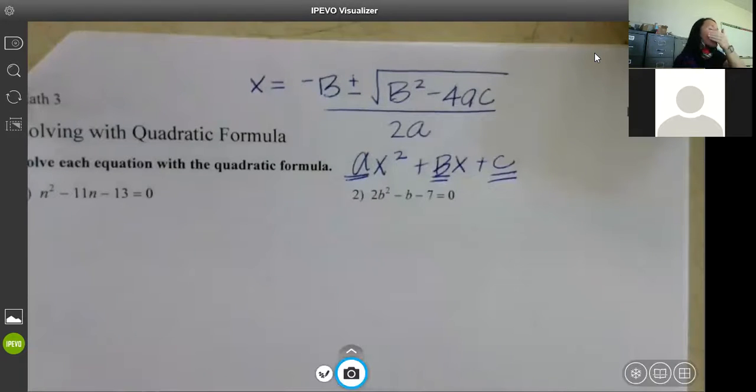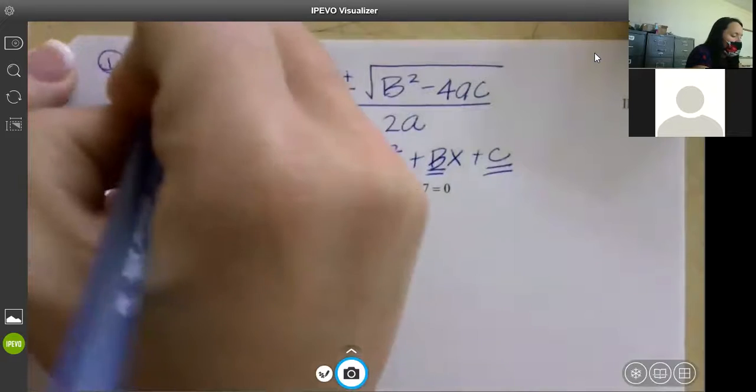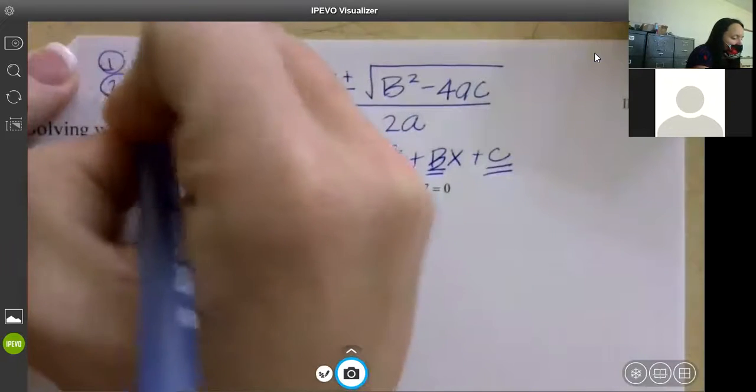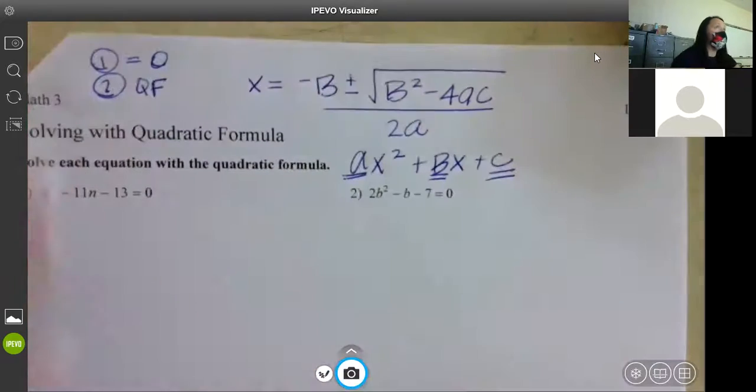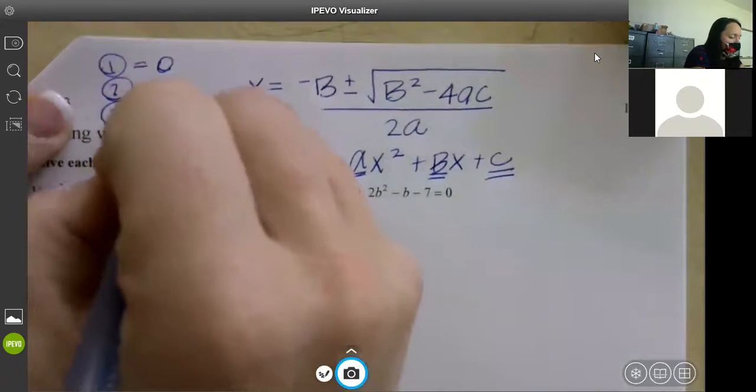All right, so for the first 5, they're already set equal to 0. So they're ready to go as is. If they are not, like number 6, the first step that you need to do is get them equal to 0. So we won't do that until we get there, but your first step is to get equal to 0. And then your second step is to do your quadratic formula and then simplify.